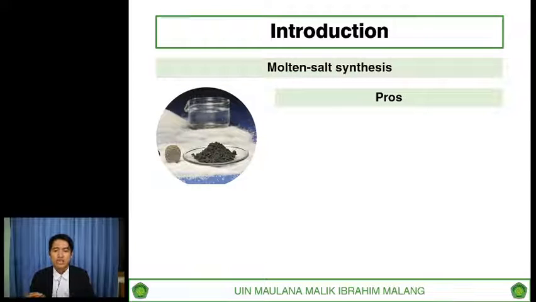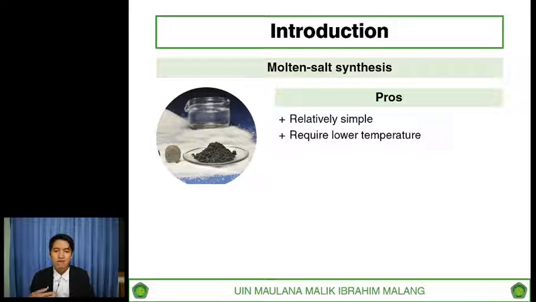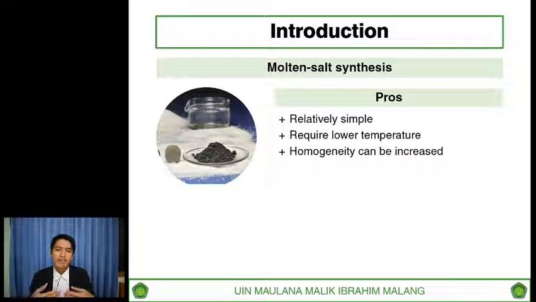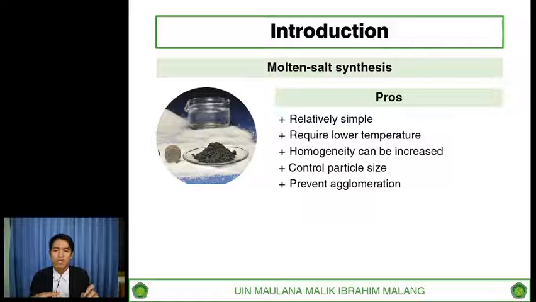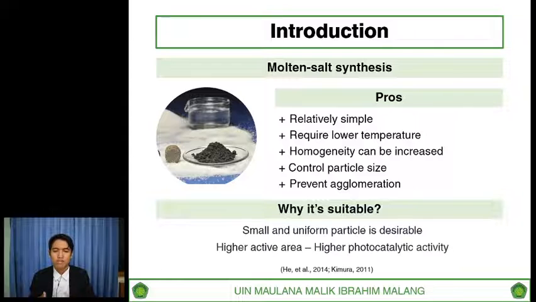It can modify the morphology of our materials, and the other benefit is that it's relatively simple. It requires lower temperature, it can increase homogeneity in our sample, and it can control particle size by varying the composition and using different kinds of salt. It can also prevent agglomeration that usually occurs in solid state reaction. So is it suitable? Yes, because it can synthesize small and uniform particle sizes, which is desirable for photocatalysts, and it means a higher active area.